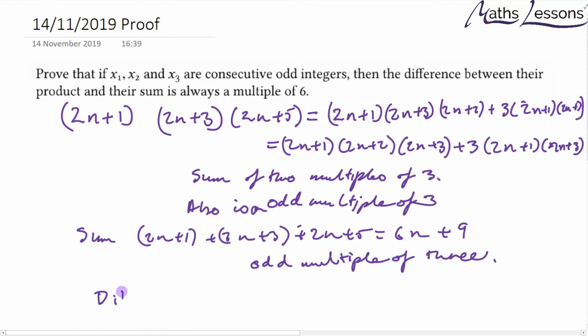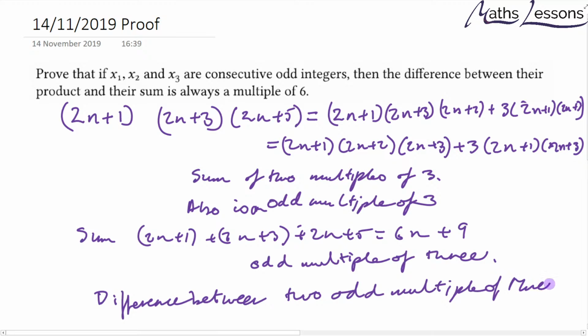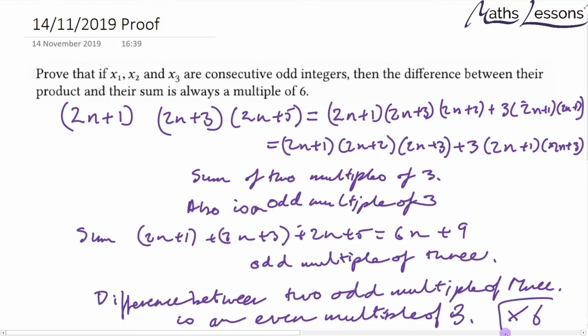Now the difference between 2 odd multiples of 3 is an even multiple of 3. So the difference between 2 odd multiples of 3 is an even multiple of 3. And an even multiple of 3 must be a multiple of 6. So the answer must be a multiple of 6.